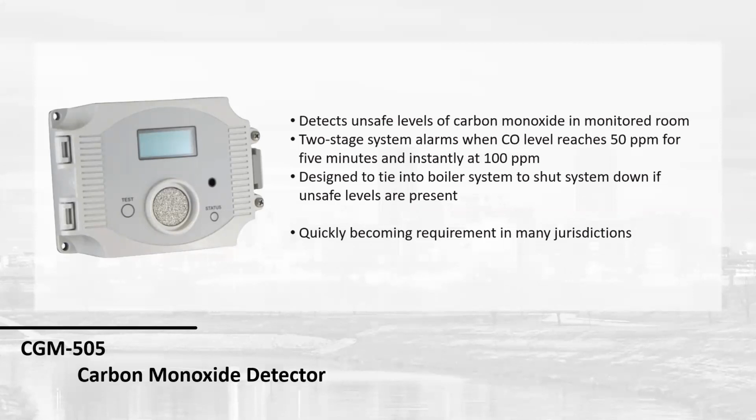So stage one is set for 50 ppm from the factory. If it gets to that stage, it starts a timer. That timer is adjustable from 2 to 5 minutes. If it stays above that level for that time period, it shuts off the appliances, manual reset. If it gets to stage 2, which is factory set at 100 ppm, it immediately shuts the appliances off. Again, manual reset. And again, it ties into the alarm circuit of the boiler.